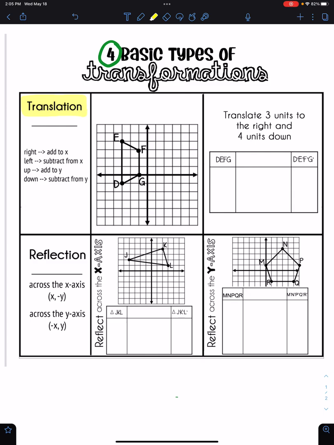The first is the most basic. It's the translation. We're just sliding the shape around. So if we go to the right, we're going to add to the x part of each point. Each ordered pair has an x and a y, so we'll add to the x if we're going to the right. We'll subtract from the x if we're going to the left. We'll add to the y if we go up and subtract if we go down.